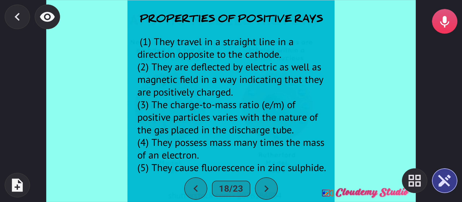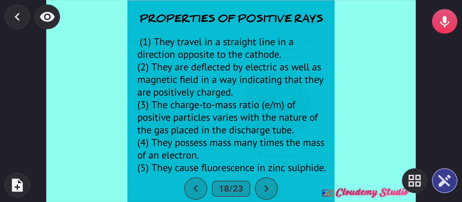Now, in his experiment, he also discovered positive rays, and those positive rays are protons. So what are the properties of these positive rays? First thing is that they travel in a straight line in a direction opposite to that of the cathode rays. You understand? So if the cathode ray moves towards the north pole, the positive ray will move towards the south pole. If the cathode ray moves towards the positive plate, the positive rays move towards the negative plate, you understand?